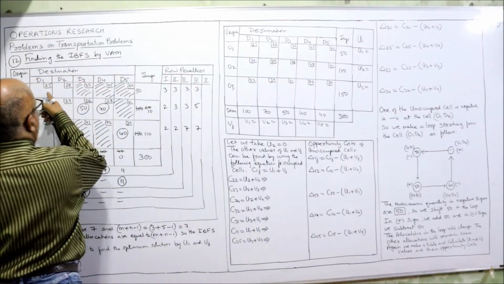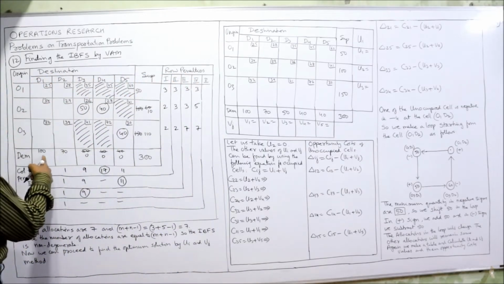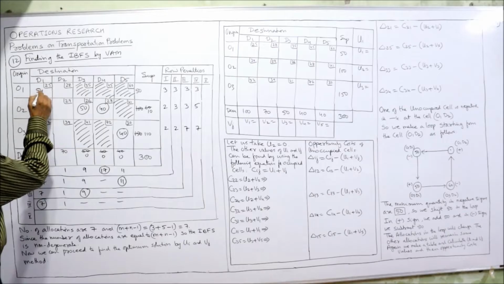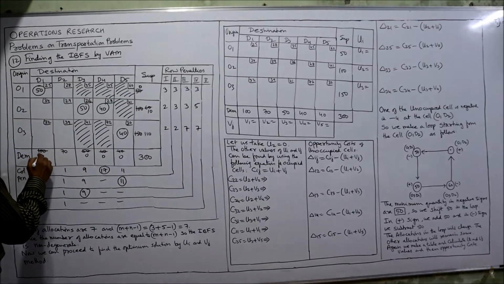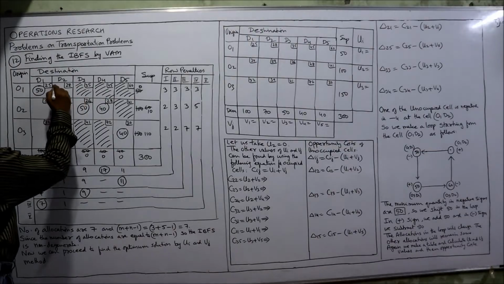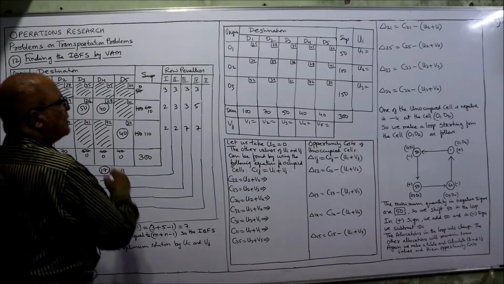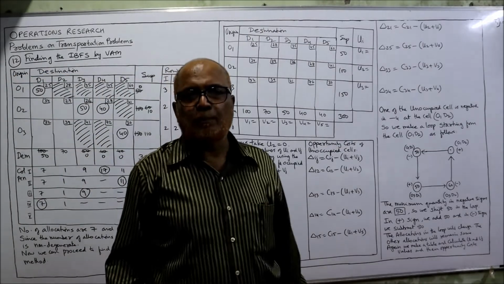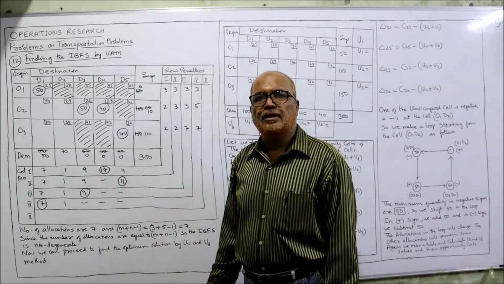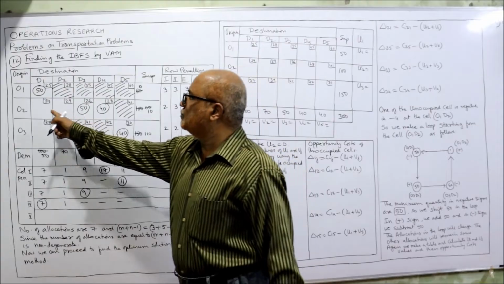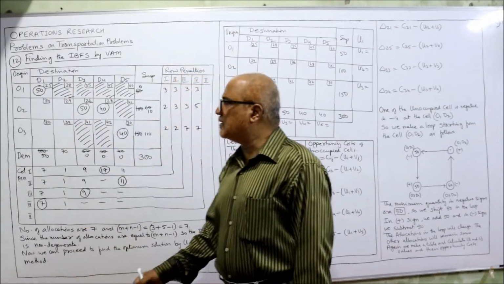How much allocations? Row total 50, column total 100. So 50 we can allocate. 50 minus 50 is 0. 100 minus 50 is 50. That means the row is blocked. That's all. So how many penalties we have completed? 4 penalties. One more penalty, because 2 unoccupied cells are there.